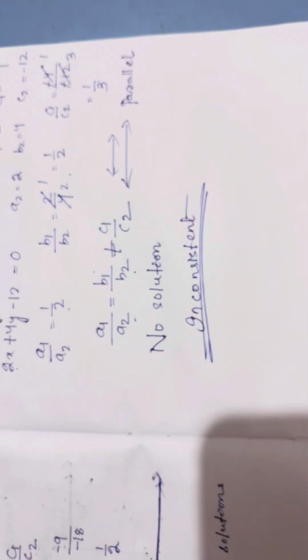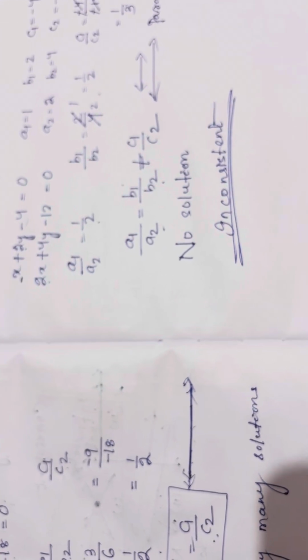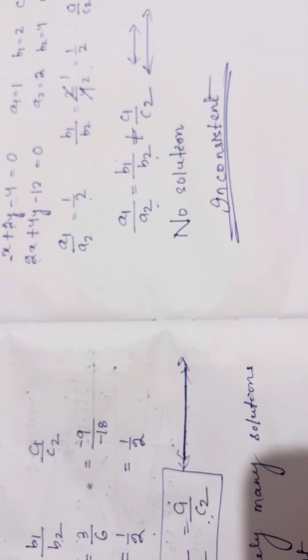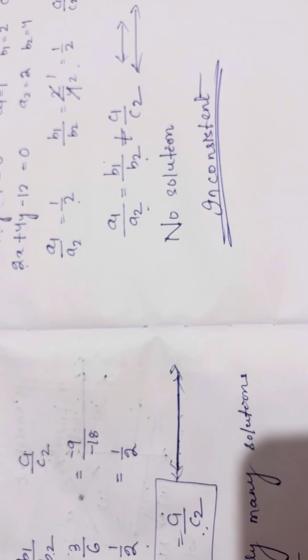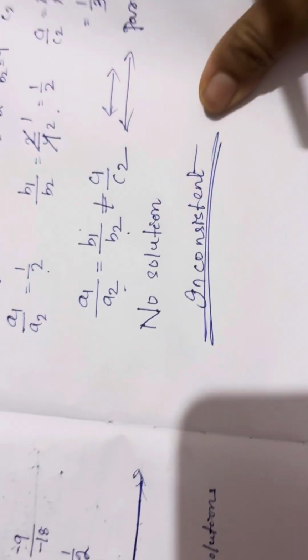So what we have concluded: when a system of linear equations has a solution, it is called consistent. When a system of linear equations does not have a solution, it is inconsistent. So let's summarize it now.